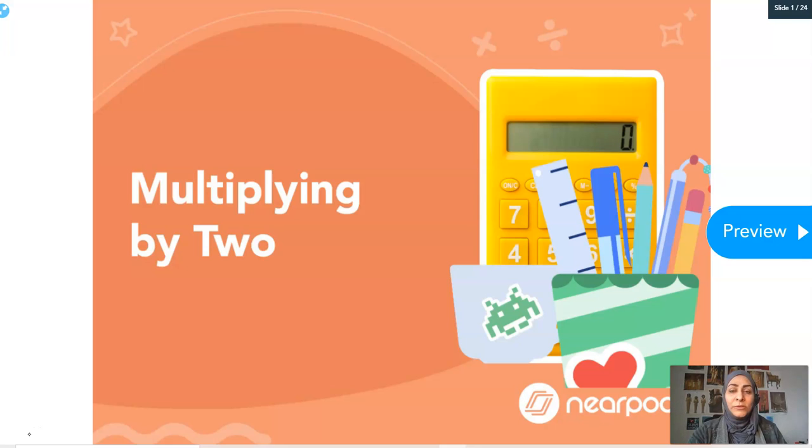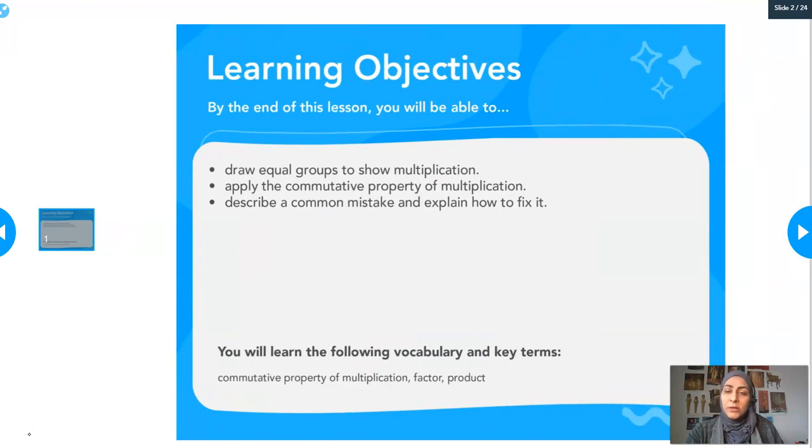We're going to start our lesson today by learning about multiplication, and we are trying to understand how equal groups can be used to multiply. So we're going to start with something very simple today, which is multiplying by twos. We already skip counted by twos this morning.